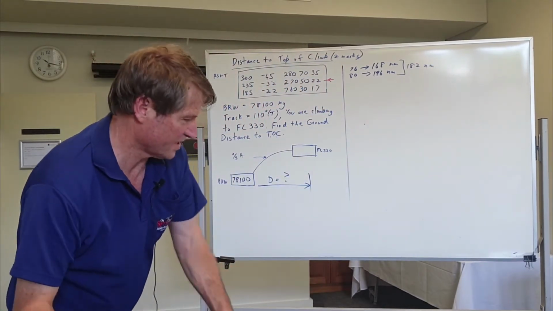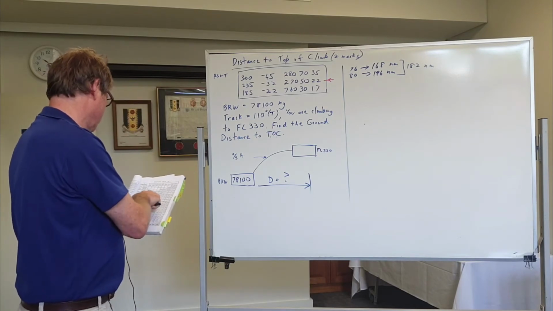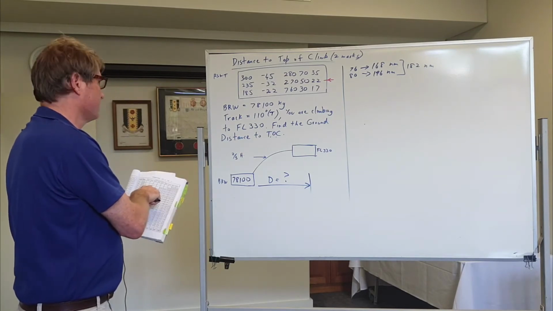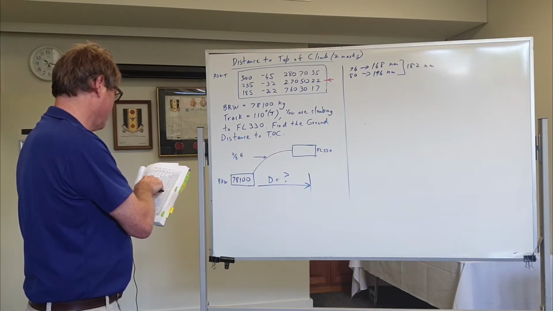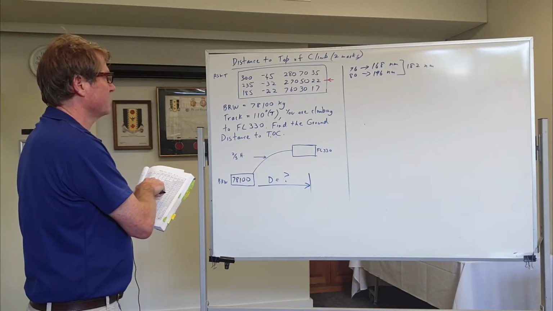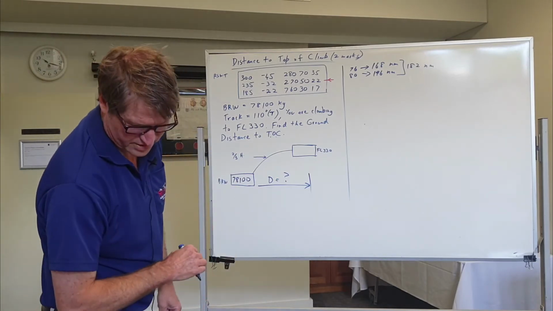Let me just double check that to make sure we get that right. So 76, yep, so 76 at flight level 330, yeah, so that's 168, and 80 is 196. So we're on page 29, on page 2-9, yeah.